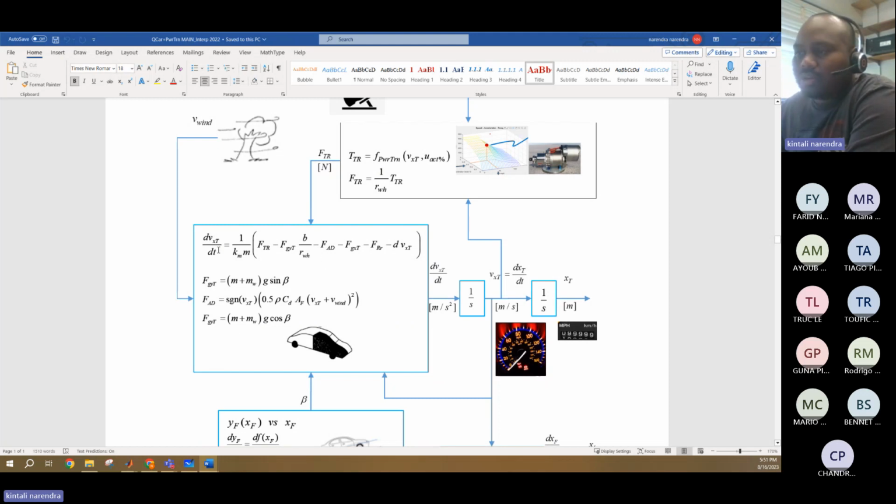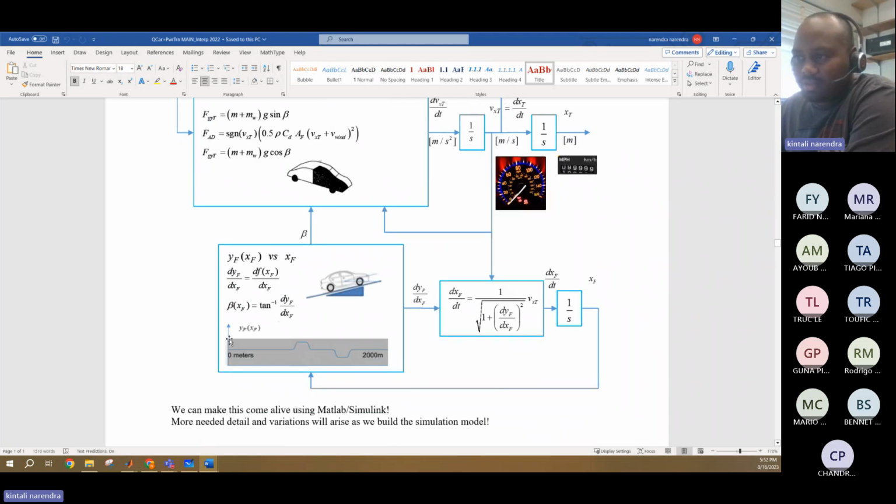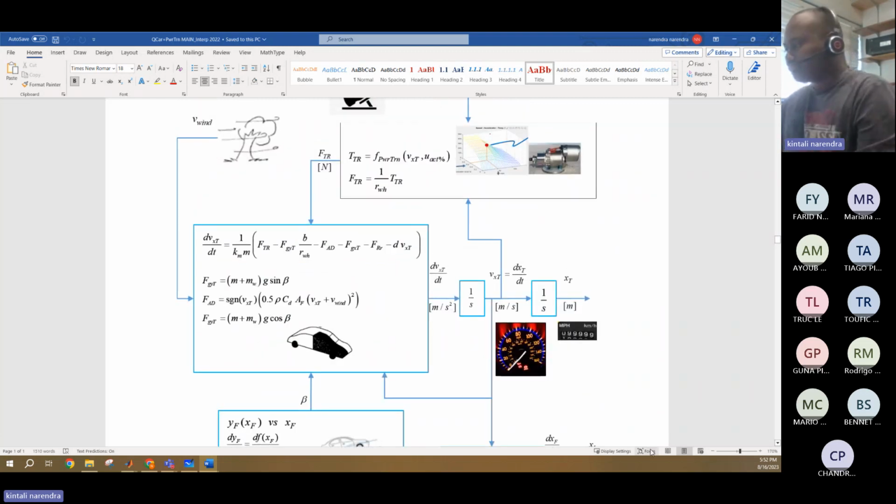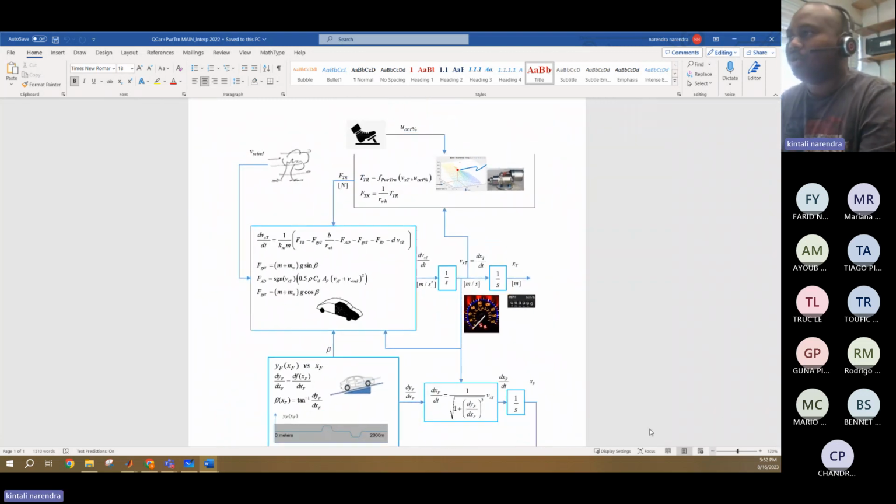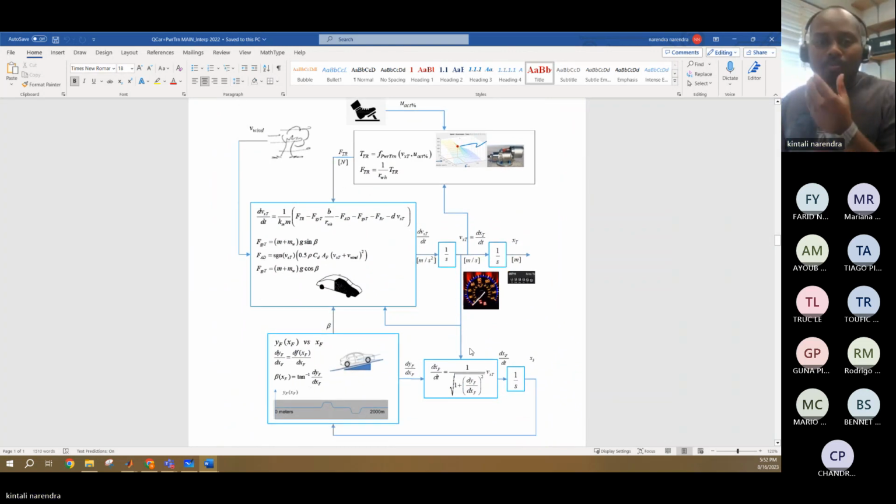Then what we get as output is acceleration. If you integrate acceleration, you'll get velocity. If you integrate further, you'll get distance. This is the road profile which you are giving right now. Now let's see, once you have the block diagram, how to build the MATLAB Simulink for that. That is very, very important.